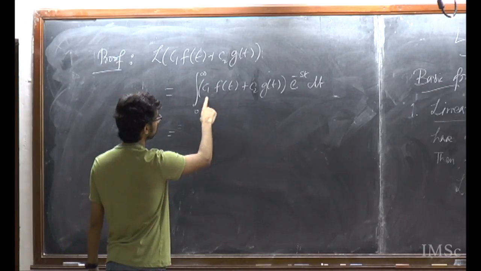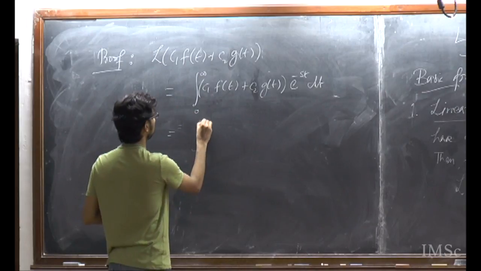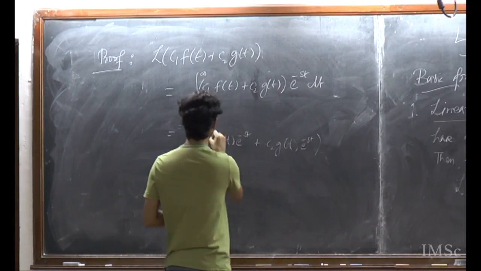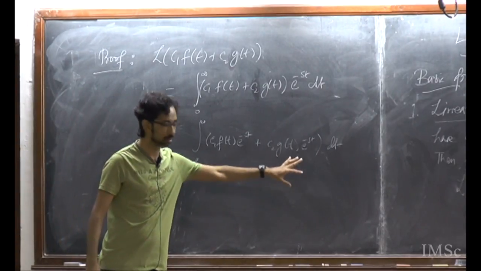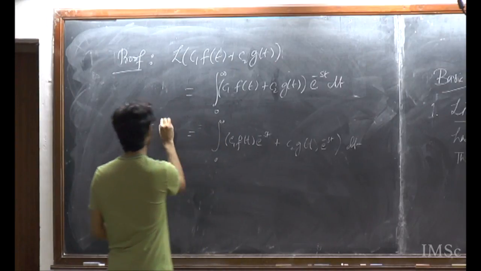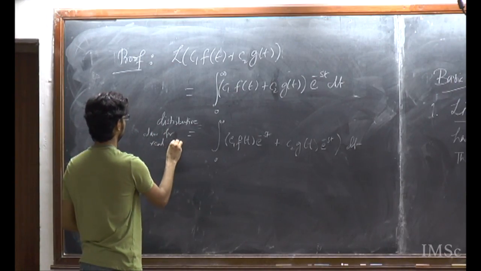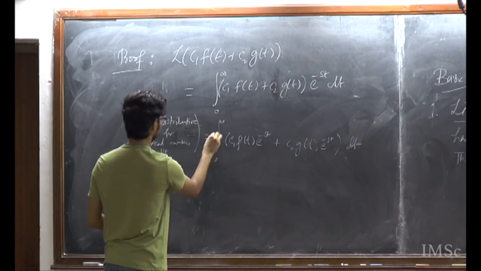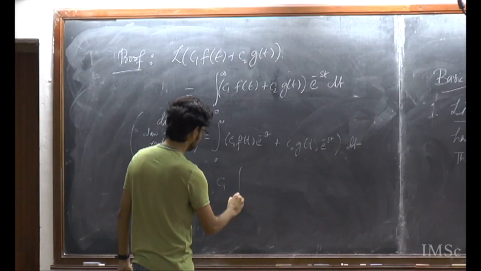And first you use, what is the law for which you can write it as c1 f(t) e to the minus st plus c2 g(t) e to the minus st? Under which law is this true? So these are all real numbers, right? Suppose c1, c2, everything is real. The distributive law, exactly. This is the distributive law for real or complex numbers. And then you can use the linearity property of integrals.